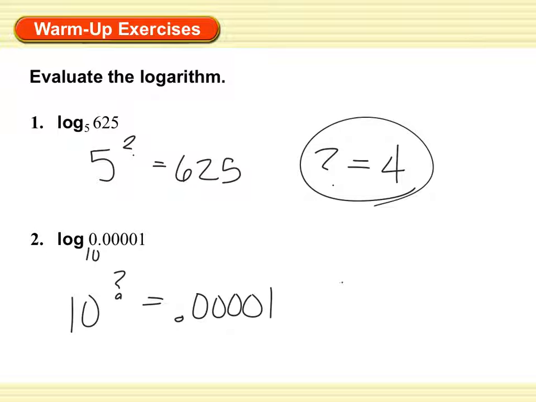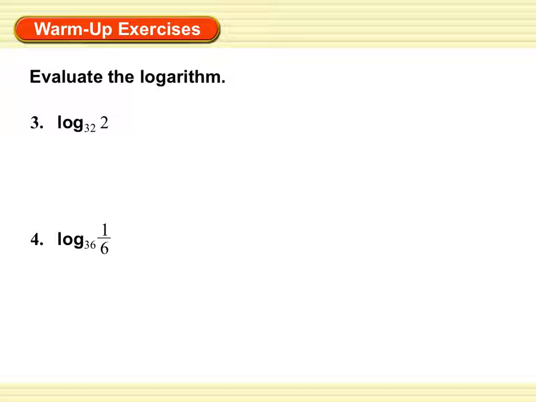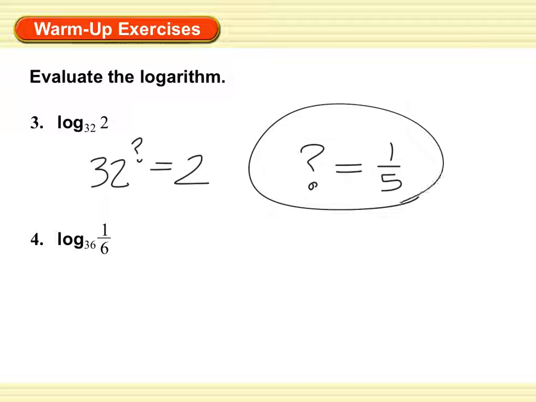This would actually be a -5, because if I went 1, 2, 3, 4, 5 to get 1. Okay, evaluate another logarithm. I've got 32 to the what power equals 2. This needs to be made smaller, so I really think I need a 5th power. Yep. So the what power equals 1/5.